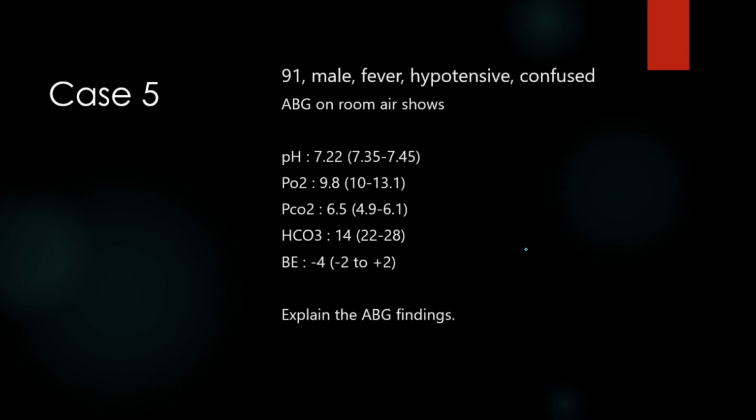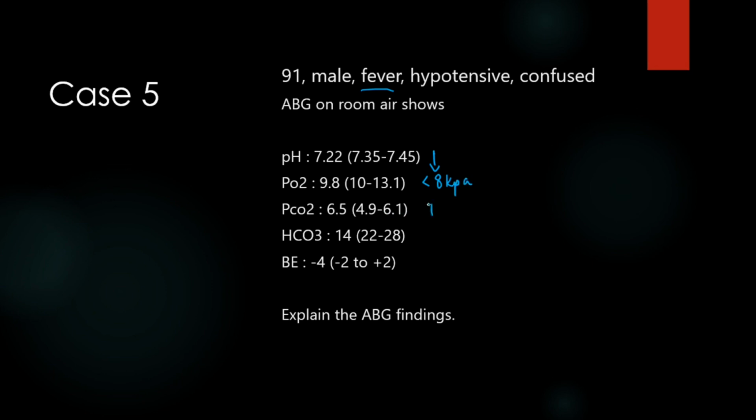Let's have a look at question 5. We have a 91-year-old male who's got a fever, so this should immediately lead you to think that this is likely to be sepsis. He's hypertensive and confused. ABG on room air shows pH of 7.2, again acidemic, PO2 of 9.8, just about hypoxic, but not enough to cause respiratory failure, because remember, that's going to be less than 8 kilopascals.